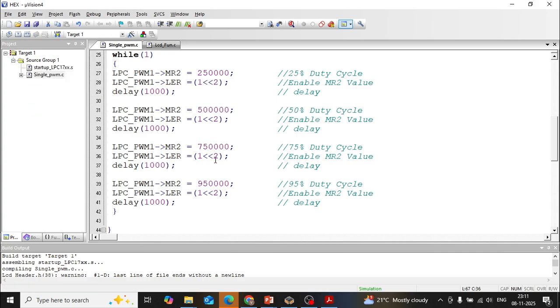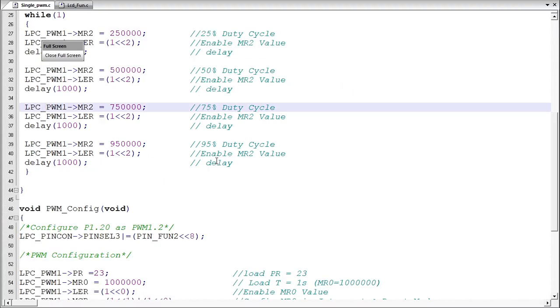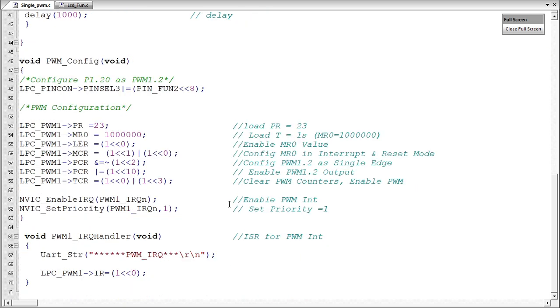So coming to the coding here, it is nothing but our regular PWM configuration only. There is no difference, but we have added 3 important additional configurations that I'll explain to you right now. So this is your PWM configuration function. So here again I'm repeating.